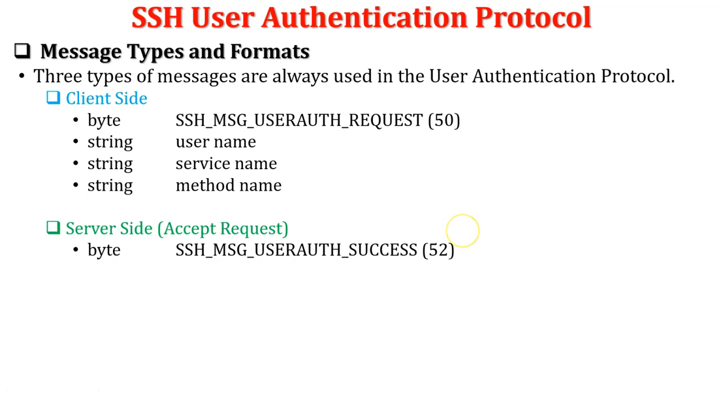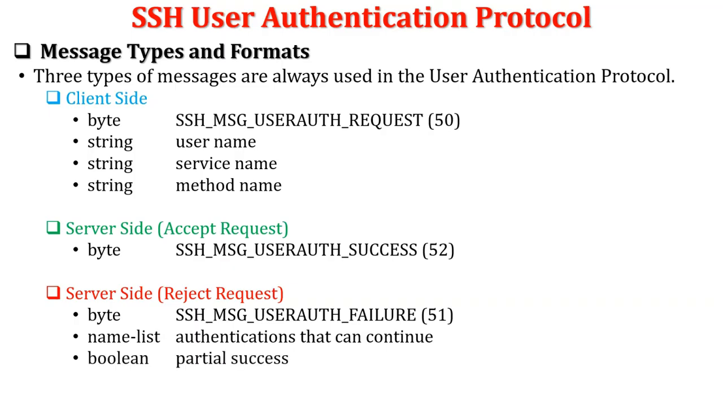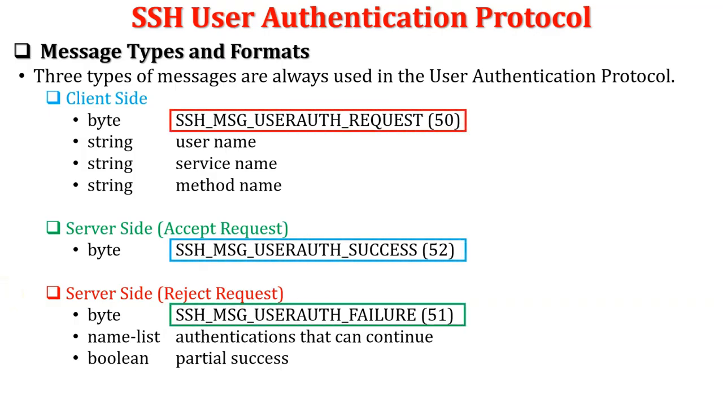Another possibility is that if the server rejects the authentication request, then the server sends a message, user authentication failure, to the client. This message includes the name list. It requires one or more authentication methods. And another value is boolean. It shows the partial success of authentication. So in this function, these three types of messages are always used in SSH User Authentication Protocol.